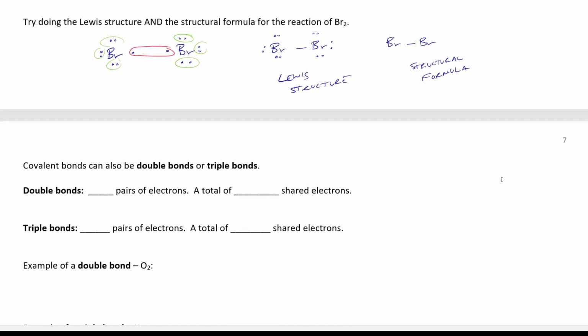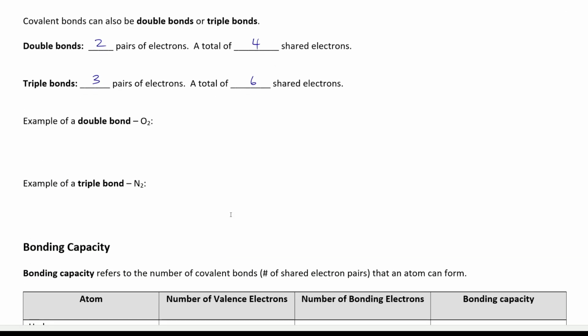Okay, moving down. Covalent bonds can also be double bonds or triple bonds, right? So if you have double bonds, then you don't just have one pair of electrons being shared, you have two pairs of electrons being shared for a total of 4 shared electrons. In a triple bond, you have 3 pairs of electrons for a total of 6 shared electrons. And quadruple bonds do not exist, at least for the purposes of this course. We're not going to look at quadruple bonds.